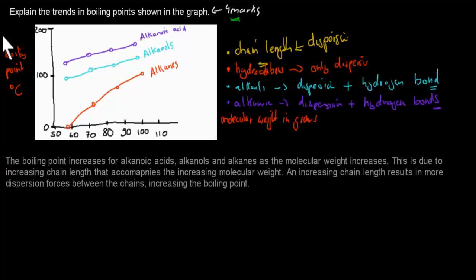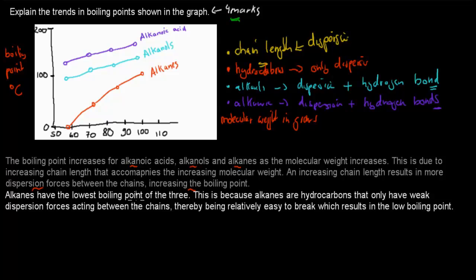So what I wrote first is the boiling point increases for alkanoic acids, alkanols, and alkanes as the molecular weight increases. This is due to the increasing chain length that accompanies the increasing molecular weight. So as we increase the molecular weight, we also increase the chain length. An increasing chain length results in more dispersion forces between the chains, thereby increasing the boiling point because we have a stronger bond, because we have more dispersion forces. So that's why for each of those 3, as we go higher molecular weight, we also increase our actual boiling point.